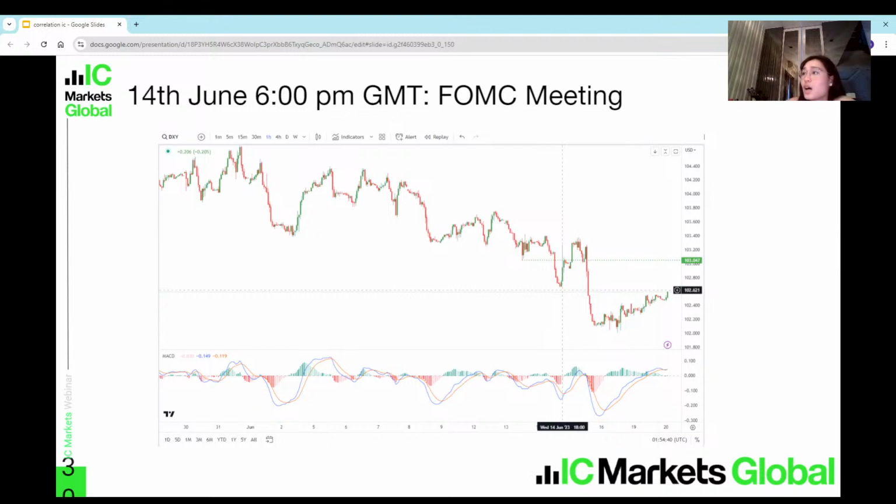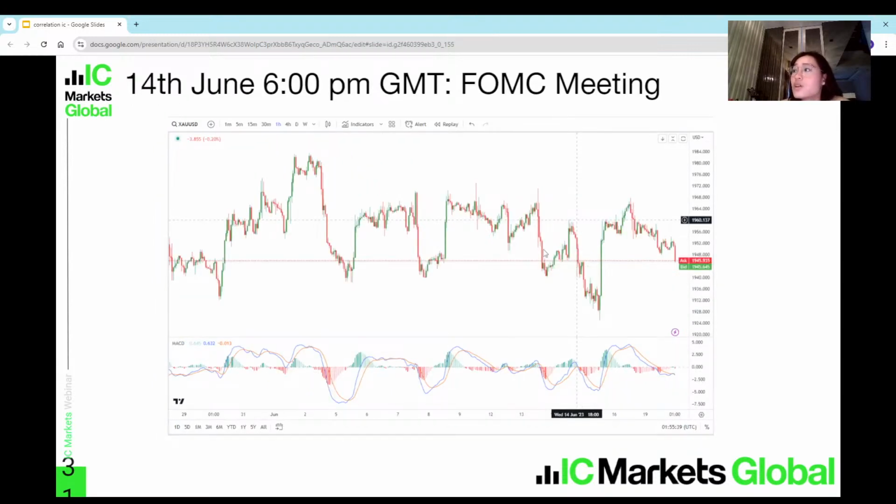Next example, we're going to look at our FOMC meetings. On the 14th of June, looking at our DXY on the 1 hour time frame, you can see prices shoot up and even break above this overlap resistance level. MACD is also giving us bullish momentum. So of course we are expecting the opposite to happen for gold. You can see how gold dips in comparison, breaking below this swing low support.